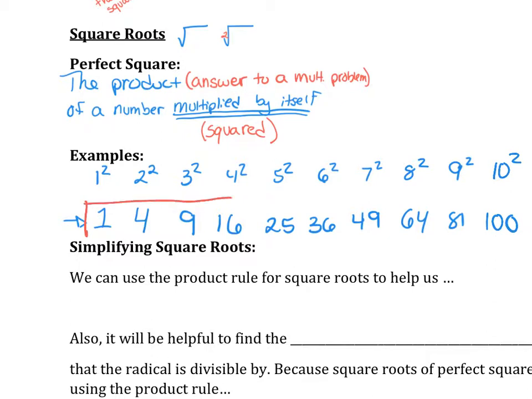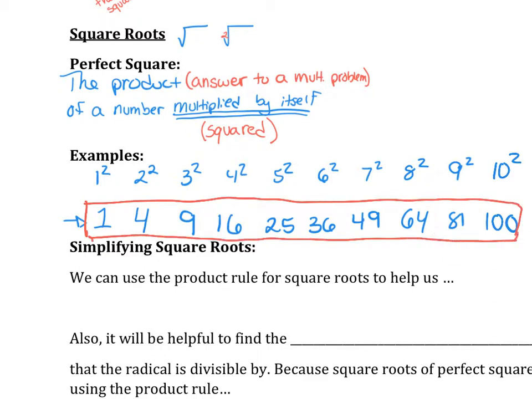So again, these numbers down here, the answers to those multiplication problems, those are the perfect squares. Okay, and again, there are more. There's an infinite amount of perfect squares as long as you just keep going. You can do 11 squared, 12 squared, etc. You can keep going. These are just the first 10.